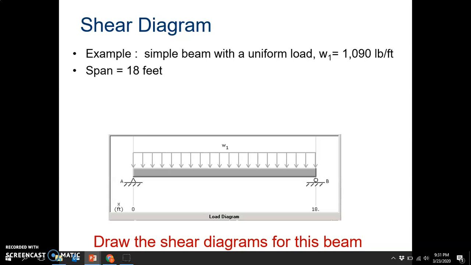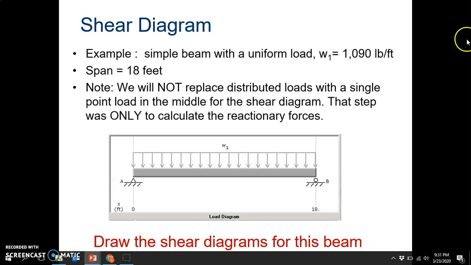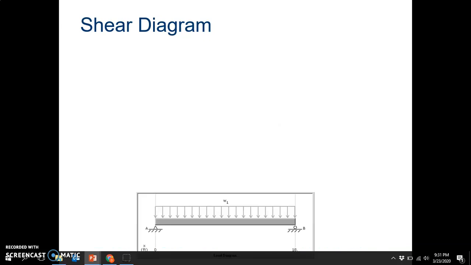So the first thing you would have to do is get the reactionary forces. And I just want to make a quick note because this was an area where a lot of people made mistakes last year. We are not replacing the distributed loads with the single point load in the middle for a shear diagram. If it's a distributed load, that should be handled differently than a point load. We only replaced the distributed load with a point load in the middle when we were doing reactionary forces. That's it.